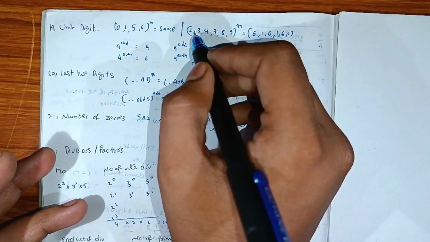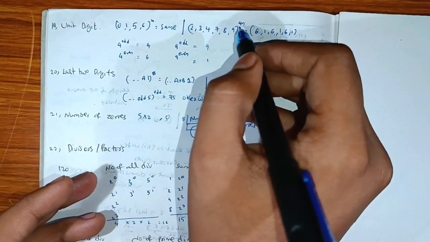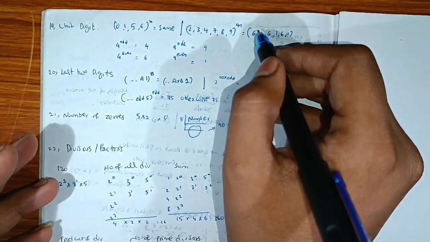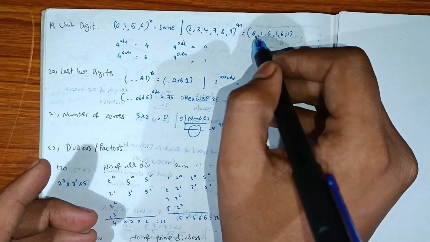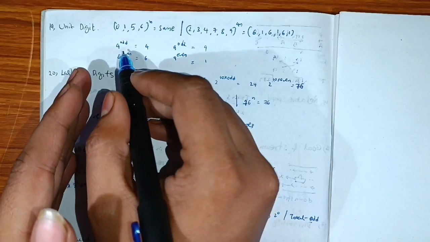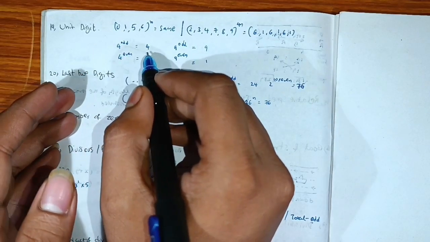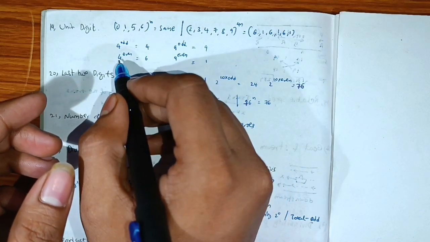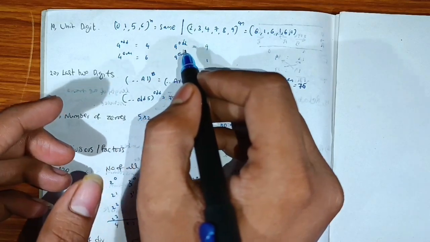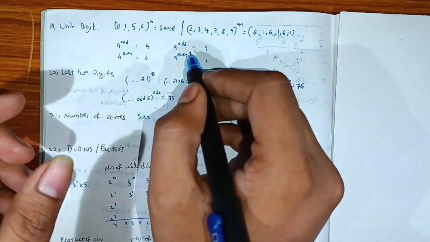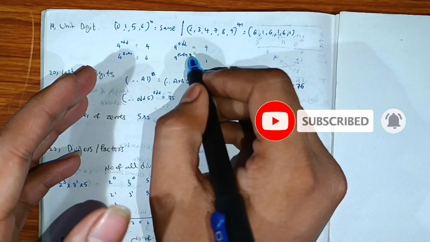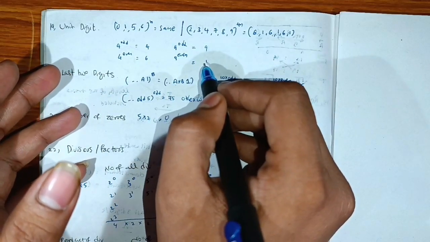If we have numbers like 2, 3, 4, 7, 8, 9 and the power is 4n, then the unit digit follows a 6 1 pattern, like 6 1 6 1. Again, if 4 is raised to an odd power, the unit digit will be 4. If 4 is raised to an even power, the unit digit will be 6. Similarly for 9, if the power is odd, the unit digit is 9, and if the power is even, the unit digit is 1.